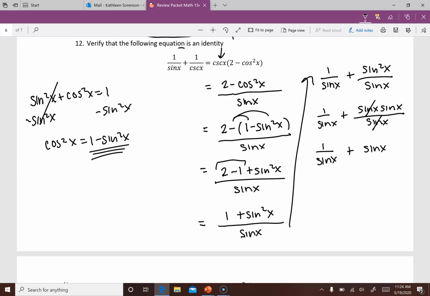Well, I'm in really good shape. I've got that 1 over sine x, but I only have a sine x here, and I need a 1 over cosecant x. Well, actually, those are the same exact thing, because cosecant x is the reciprocal of sine. We've literally just written the definition, so we know that 1 over cosecant is, and don't put that as part of your answer, 1 over sine, which is the same thing as this, right?